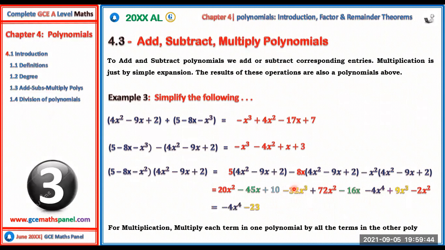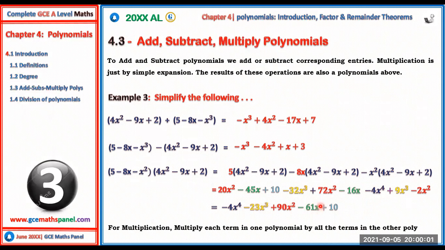Then the terms in x cubed, we have 2 of them that are in yellow. Minus 32x cubed plus 9x cubed gives us minus 23x cubed. The terms in x squared, they are in red. We have plus 90x squared. And the terms in x, they are in green. As you can see, we have minus 61x plus 10.